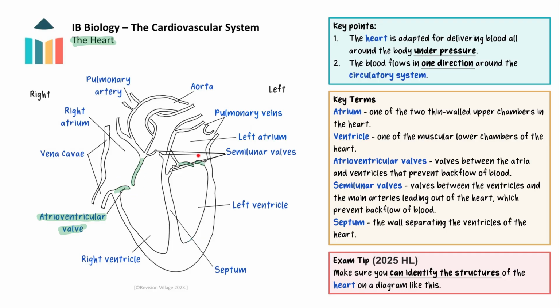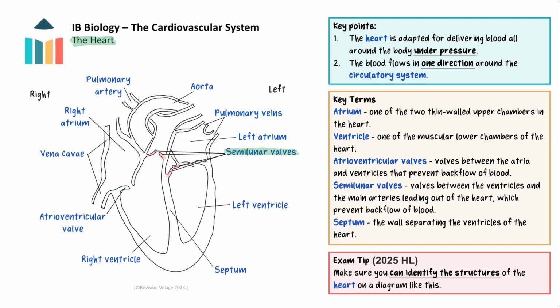Atrioventricular valves are found between the atria and ventricles. Tendons attaching the valves to the lower internal walls of the ventricles means these valves will only open one way, inward from the atria into the ventricles. This means that as the ventricles contract to push the blood out of the heart, the atrioventricular valves snap shut, preventing the backflow of the blood into the atria.